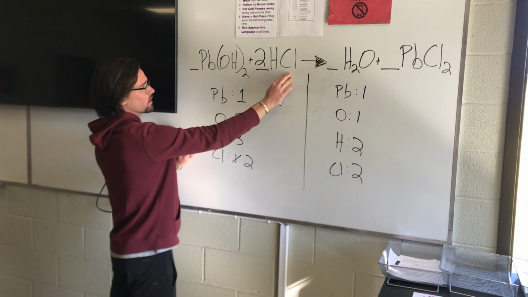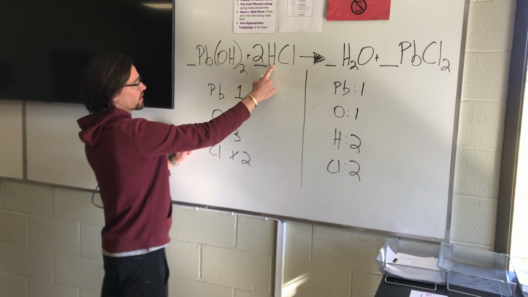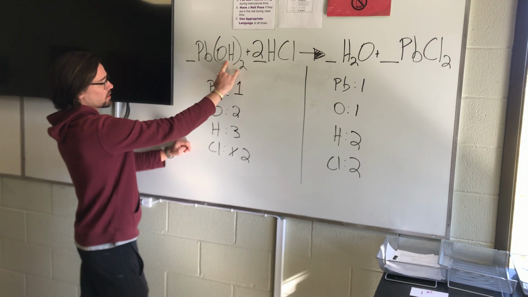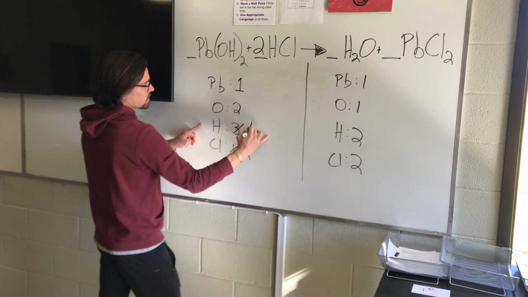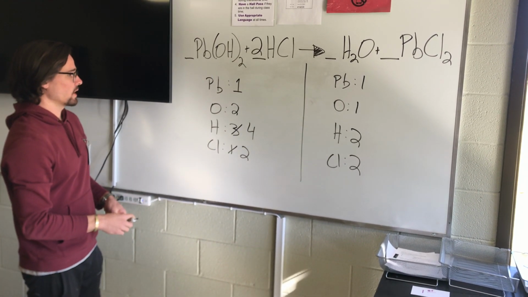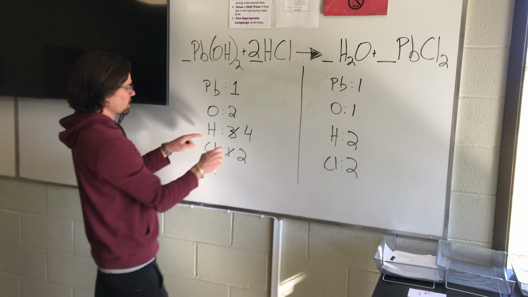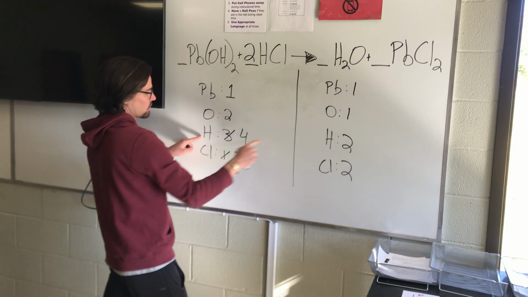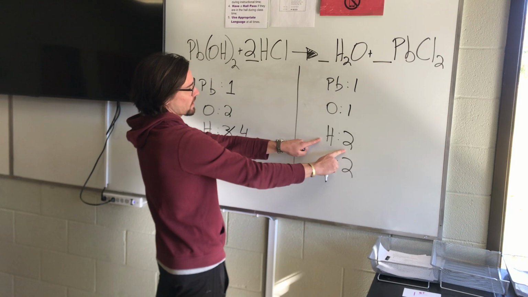It applies to every element in that compound. So 2 times 1 is 2 plus these 2. So now I have, instead of 3 hydrogens, I now have 4. All right. Now this messed up my hydrogen. So I'm going to come over here to my hydrogens and balance them.